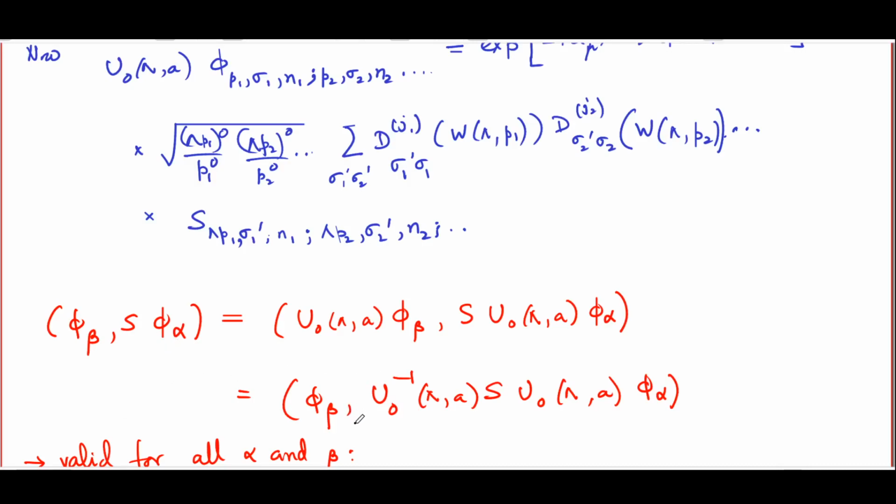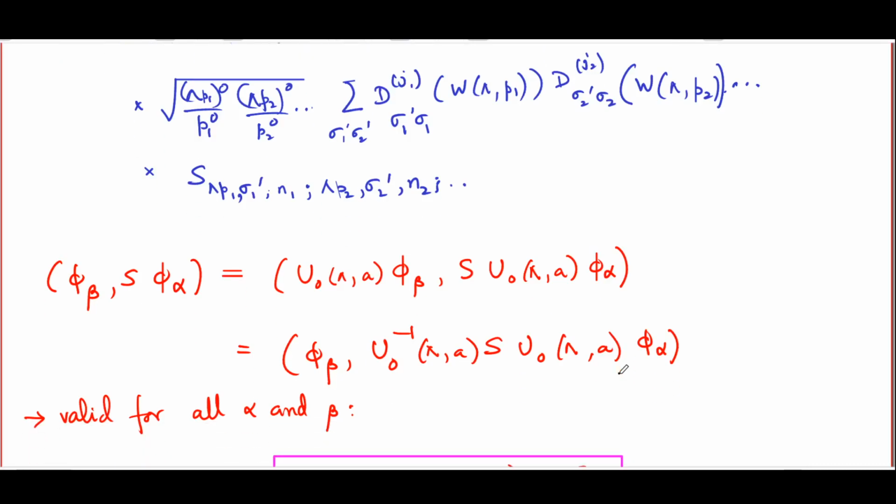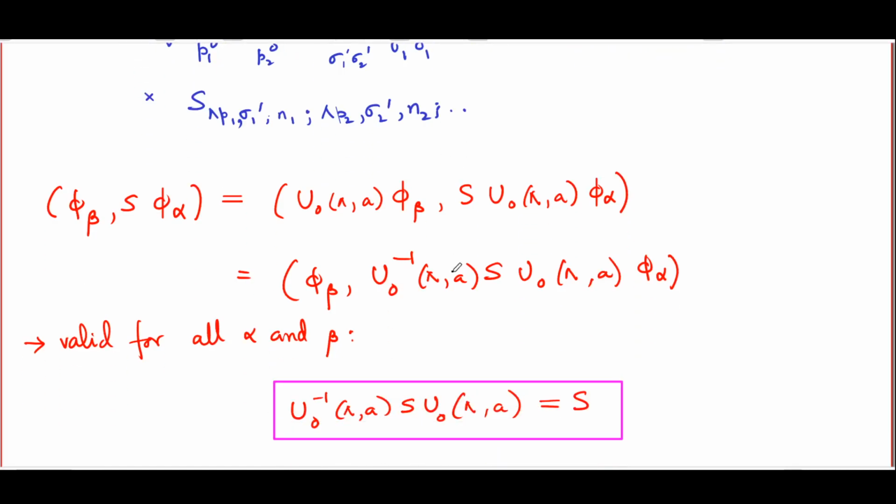the same as phi beta's overlap with this operator U0 inverse lambda A S U0 lambda A acting on phi alpha. And this must be valid no matter which free particle states you take. So this is valid for all alpha and beta. And an immediate consequence of this is the following. U0 inverse lambda A S U0 lambda A, this operator, has to be exactly the same as the operator S.